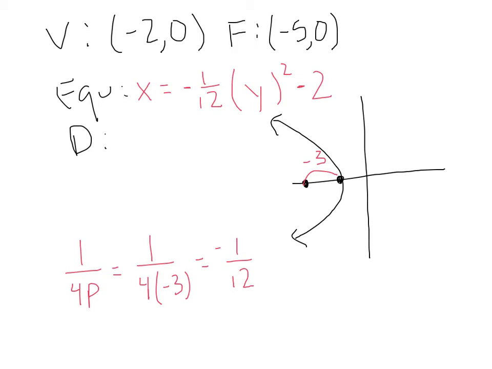Remember, the directrix is the same distance away, but on the other side. So we need to go 3 in this direction, and we're going to end up at the directrix. So we were at -2. We moved right 3 because we're going backwards to the directrix. That means we're at 1 now. So our directrix is the equation x equals 1.